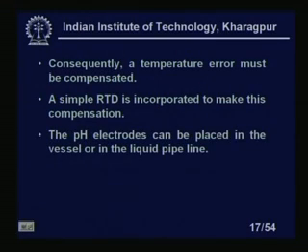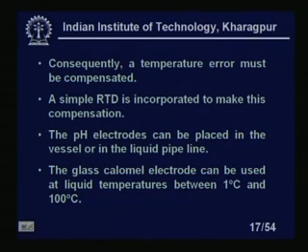The pH electrode can be placed in the vessel or in the liquid pipeline. Either it can be placed in a vessel in which we take a sample of the liquid, or in the liquid pipeline where the liquid is flowing, to make the measurement. The glass calomel electrode can be used at liquid temperatures between 1 degree centigrade and 100 degree centigrade.